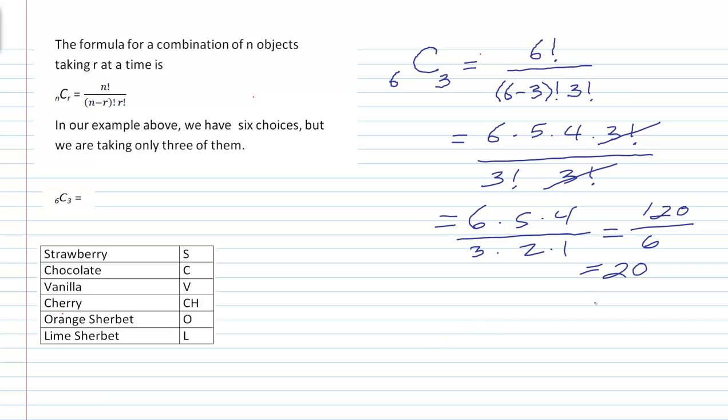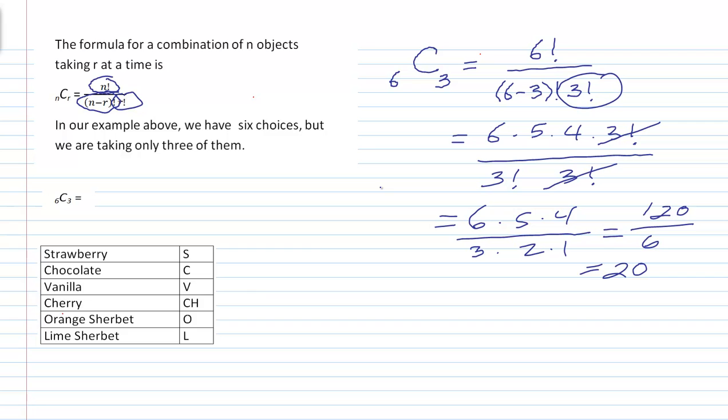There's also a shortcut for this. Now, you can remember the formula. It's not that hard to remember. Total number of objects, factorial. The difference between the objects and the number you want to choose, the difference of that, factorial, and then the number you're choosing, factorial. In the permutation formula, it's just the total objects over the difference. There's no additional r factorial in the denominator.